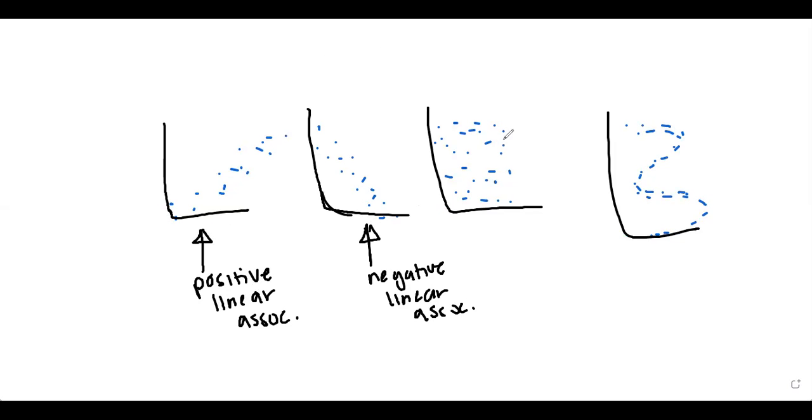What about this one? Why is this one no association? You can't tell. There's no pattern anywhere. Yes, absolutely. No association. And then what about this one? Non-linear. Good job. Because it's curved, this is a non-linear association.